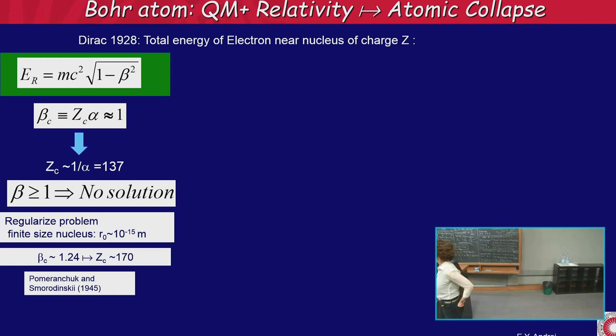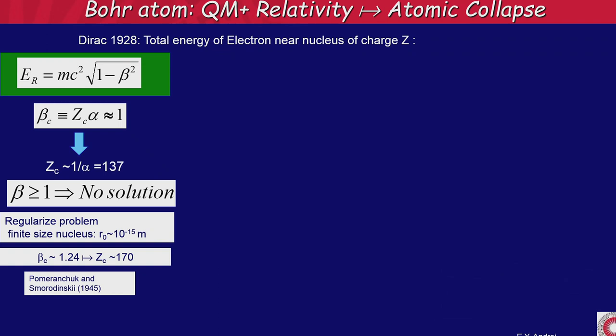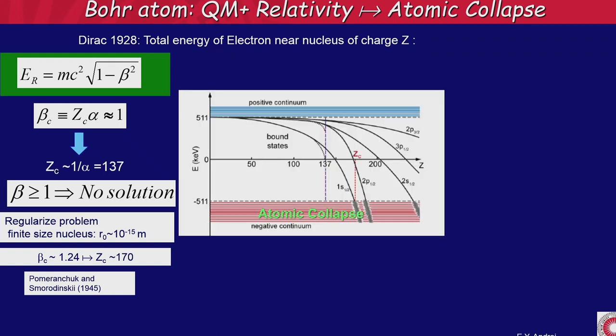So there's a bunch of people, Pomeranchuk, Smorodinsky, and somebody else whose name I didn't write down, Zeldovich, right. They fixed this by regularizing the potential. They said, okay, the electron comes very close to the nucleus, but it can't get in, so let's put a cutoff, which is the size of the nucleus. And that doesn't give you imaginary solutions. The solutions survive until 170.